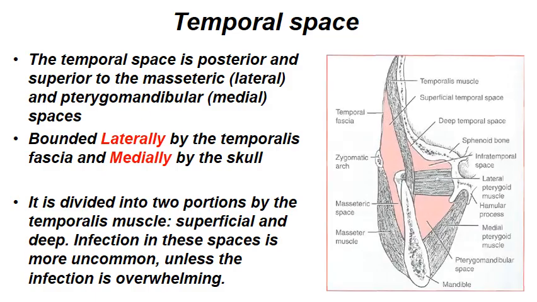Last but not least, the temporal space. It is posterior and superior to the masseteric and the pterygomandibular spaces. Usually the temporal space is bounded laterally by the temporalis fascia and medially by the skull bone. It is divided into two portions by the temporalis muscle, the superficial and deep temporal spaces. Infection in these spaces is uncommon unless the infection is overwhelming, and usually these two spaces act as secondary spaces. The infection does not come directly from the offending teeth.